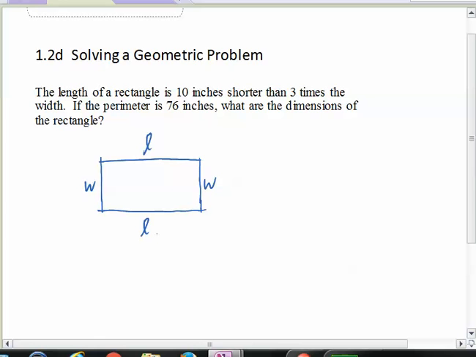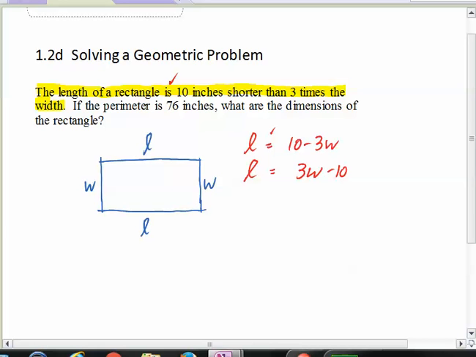The length of a rectangle is 10 inches shorter than 3 times the width. So I'm going to take this first sentence and turn it into math symbols. You've done this since Algebra 1. So the length is, now what does that mean we do? We're going to say L equals. The length is, there's the "is," that's equals. 10 inches shorter. Now, which is it going to be? 10 minus 3W? Or is it going to be 3W minus 10?